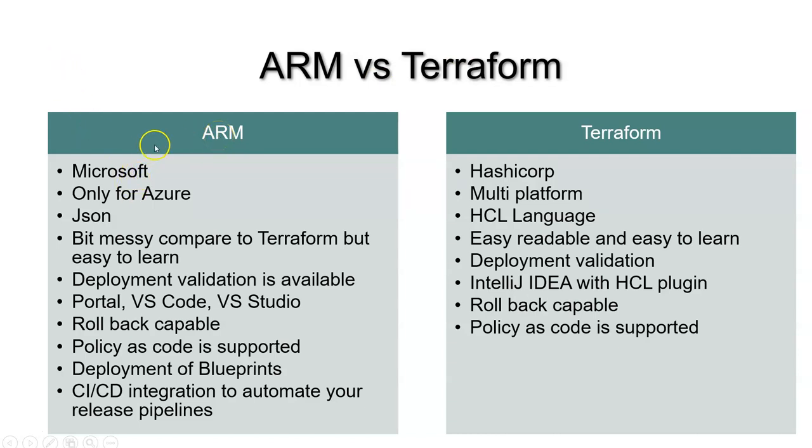So coming to ARM, that is developed by Microsoft, Terraform is developed by HashiCorp. ARM can be used only for Azure, and Terraform can be used for multi-platform. The format ARM uses is JSON, whereas Terraform uses HCL, its own language created by HashiCorp. The code in ARM is a bit messy because it's a JSON format, but still it is very much maintainable. But it's messy compared to Terraform.